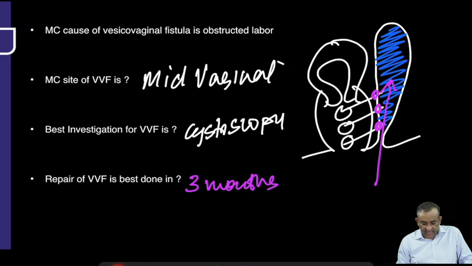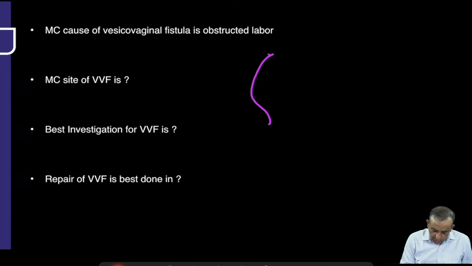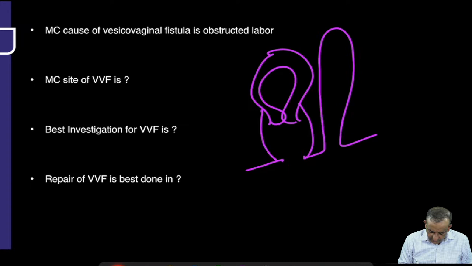Then only you can place a suture which will hold. So wait 3 months, so that whatever scar tissue has sloughed off, the cut-ins should get epithelized. Wait, I'll show that to you, those who are hearing it for the first time. See, this is the uterus, and this is the vagina, and this is the bladder, and there is a vesico-vaginal fistula here.